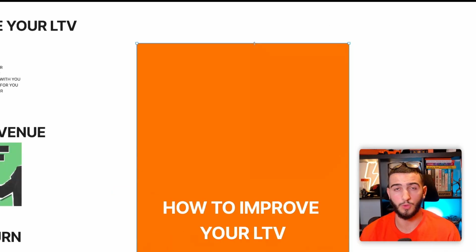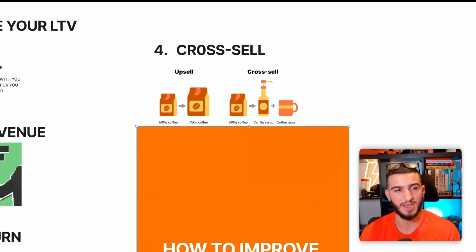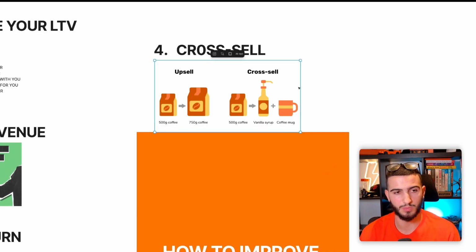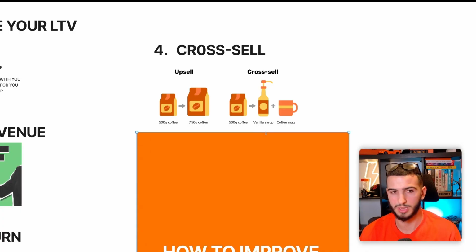The fourth way you can improve your LTV is cross-selling. This is different to upselling. You're not selling more of what they just bought. You're more so selling different additional services to what they just bought. In a lead gen agency example, you can maybe sell a call center for an extra $400 a month, or wherever it may be. You can sell a CRM. It's something that's related to what they initially bought. This diagram explains it very well.